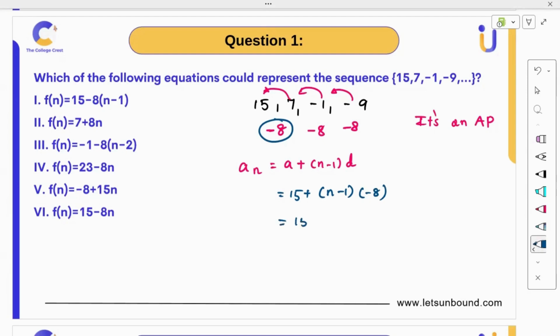Let's solve this. 15. If you see anything like that over there, you can use it. So 15 minus 8 into n minus 1. Yes, I can see it here: 15 minus 8 into n minus 1. So this option looks good.